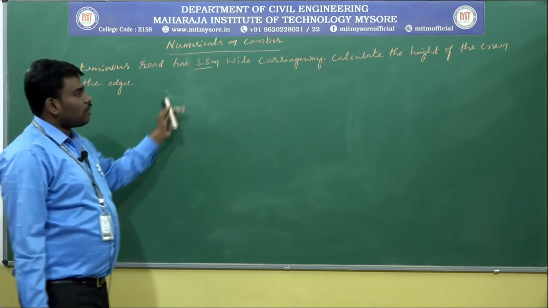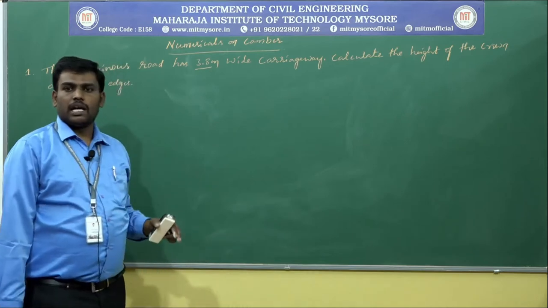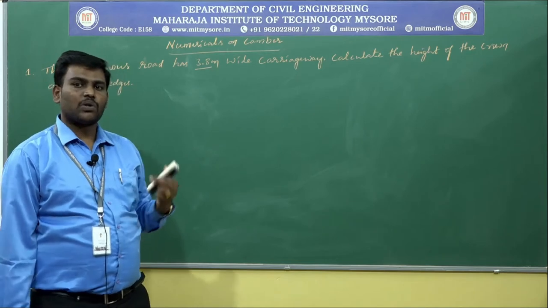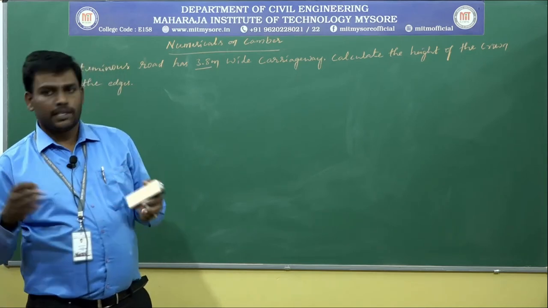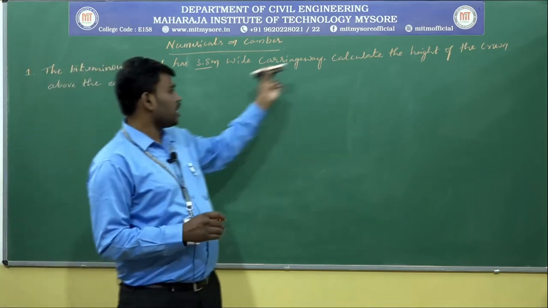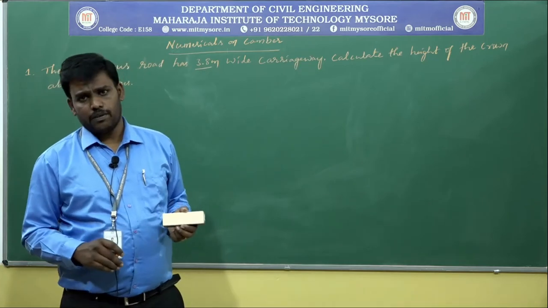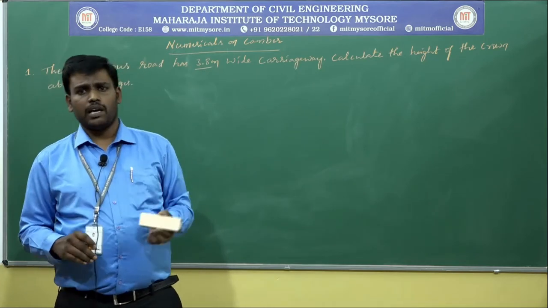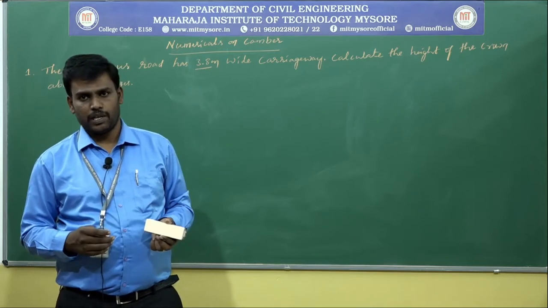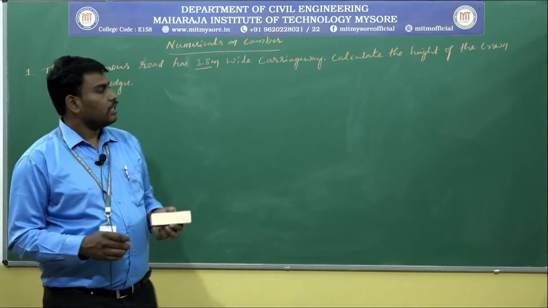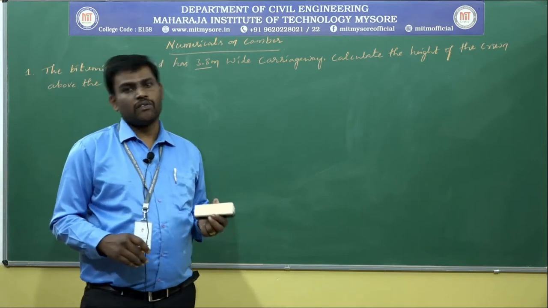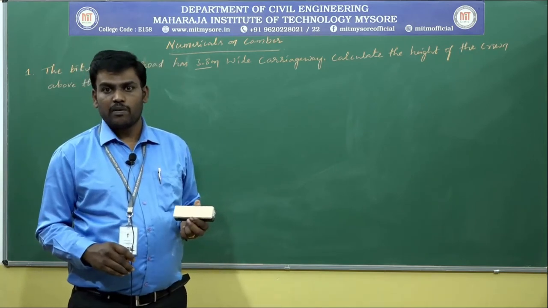Then they are not mentioning anything about whether the rainfall is light or heavy. If that is the case, we have to take the average of heavy to light. And they are not mentioning the type of camber, whether it is a straight camber or parabolic camber. In that case, you have to take the straight camber. To solve the problems on camber, you must know the IRC recommended values of camber.